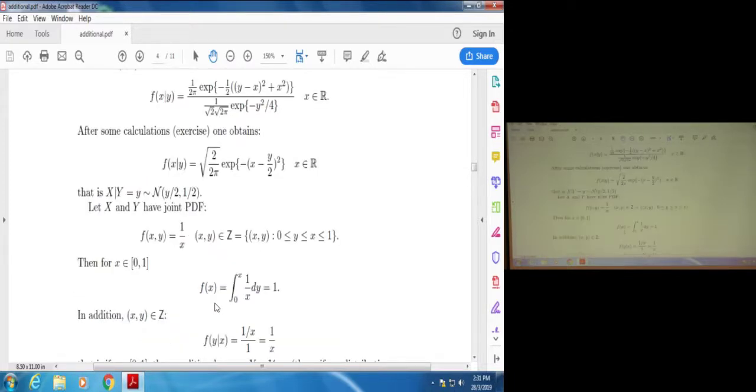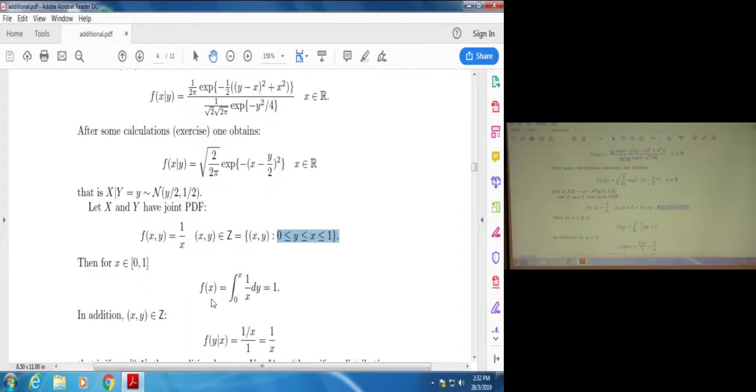Another example. This one is a little bit involved, but like I say, these examples are not examined, so you don't have to be able to do anything this hard in the exam. Here I define two continuous random variables x and y. The joint PDF f of xy is 1 over x, where x and y belong to this set: y is less than x is less than 1, and y is bigger than 0.